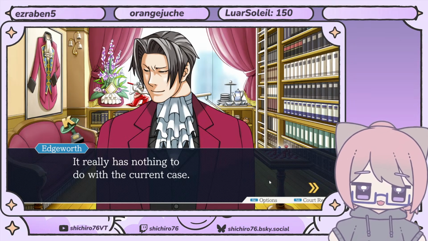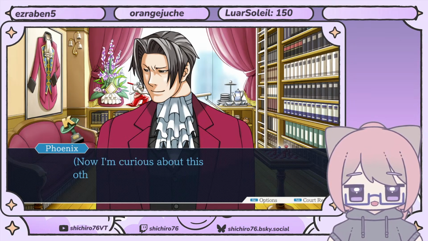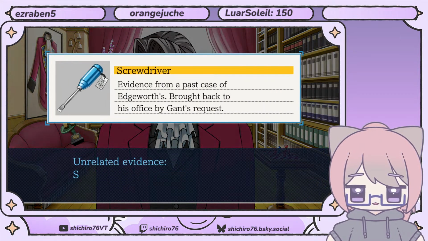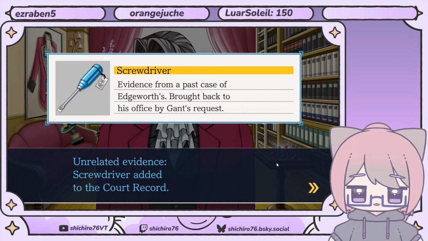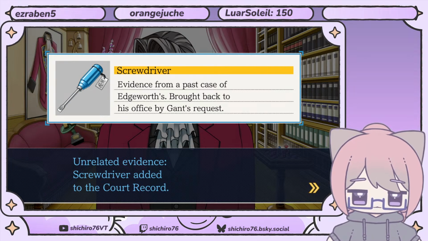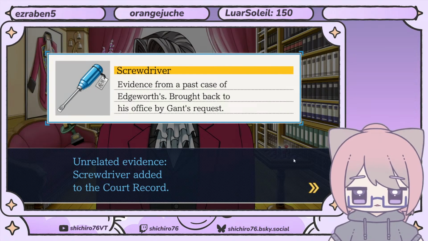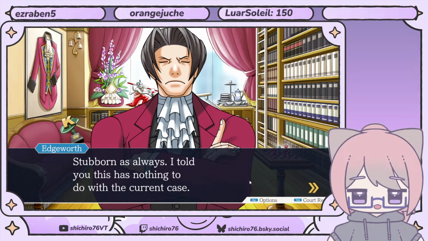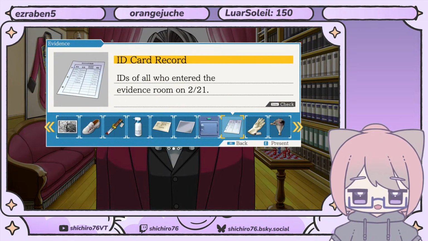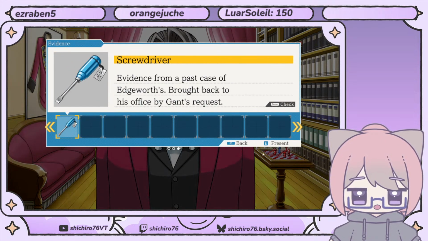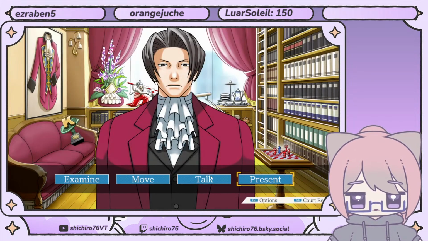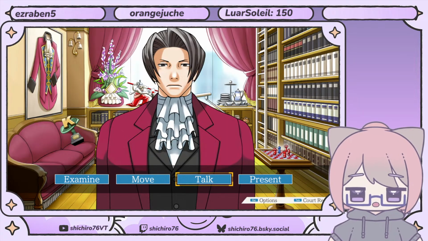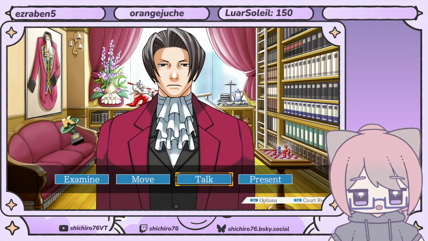It really has nothing to do with the current case. Now I'm curious about this other case. Better make a note of it. Unrelated evidence, or is it? Screwdriver added to the court record. Stubborn as always, I told you this has nothing to do with the current case. Sheesh, that's a lot of stuff. Alright, we got a screwdriver from Edgeworth. What is next?